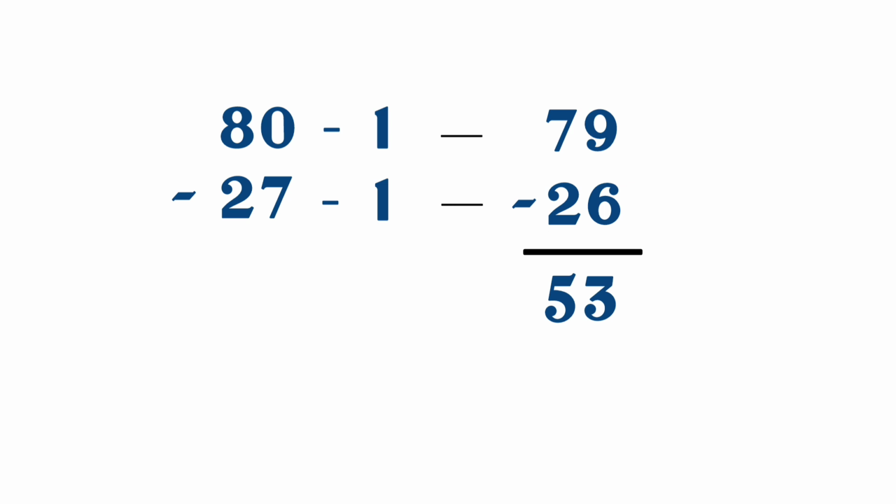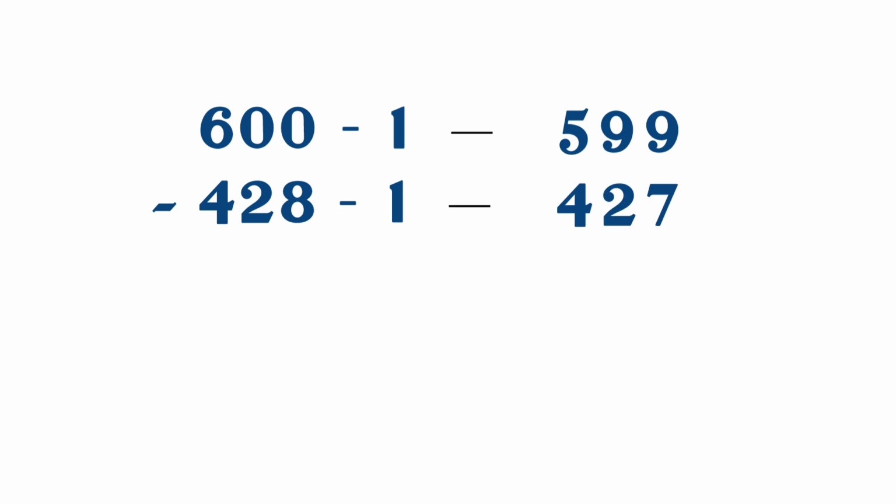Let's take another example. Again, subtract 1 from both the numbers. 600 minus 1, 599. 428 minus 1, 427. 599 minus 427 directly gives 172.